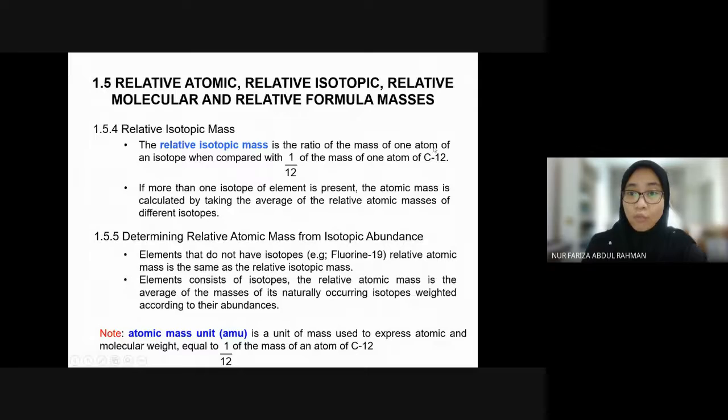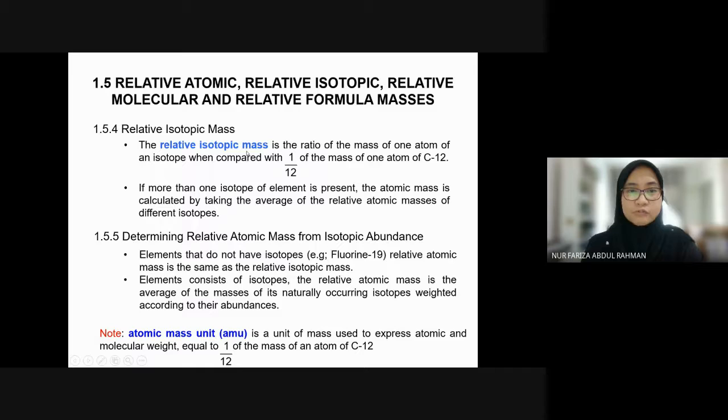One of the reasons why is that carbon-12 is the most abundant isotope available in the world, and it can be combined with most of the elements in the periodic table. So that is one of the reasons why carbon-12 will be our reference mass. Okay, all right, so that's aside.